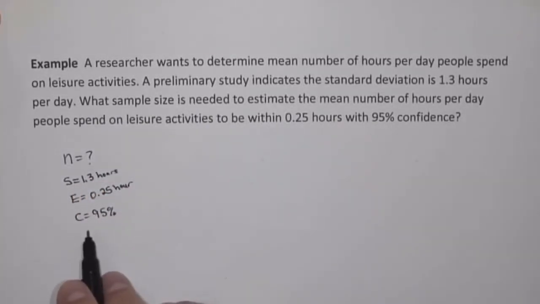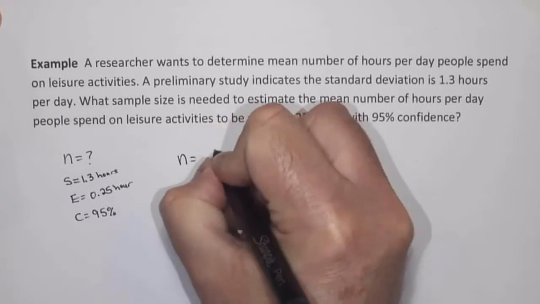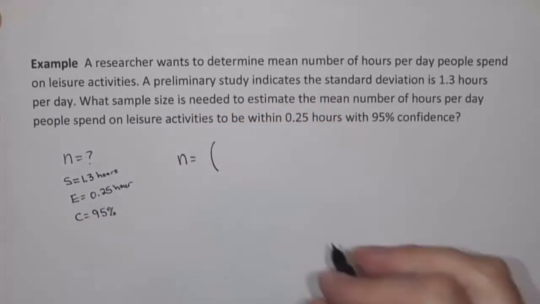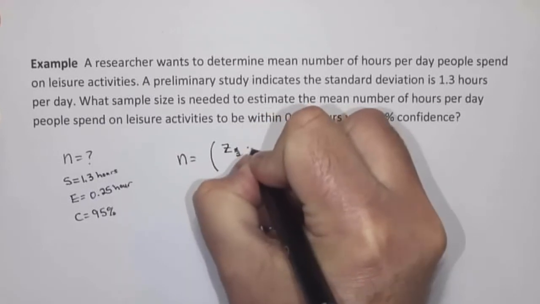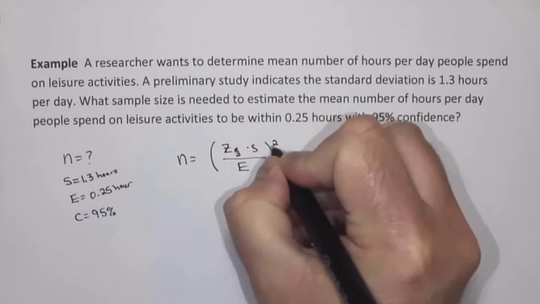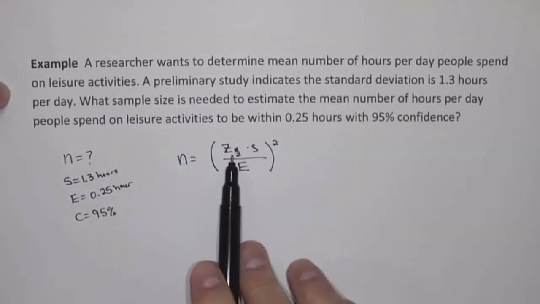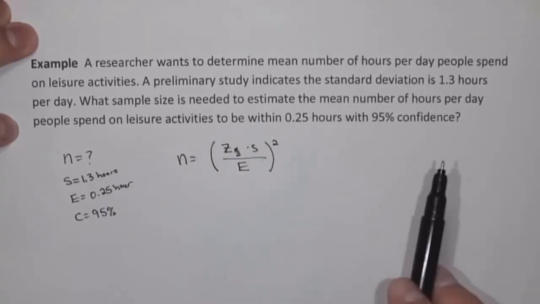And so we can use that to figure out what our critical value is. Other than that, we're going to use our formula: n equals z sub alpha over 2 times S over E, quantity squared. So we need to figure out what the critical value is that goes with a 95% level of confidence.